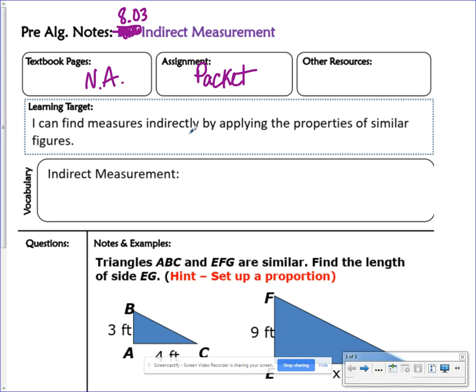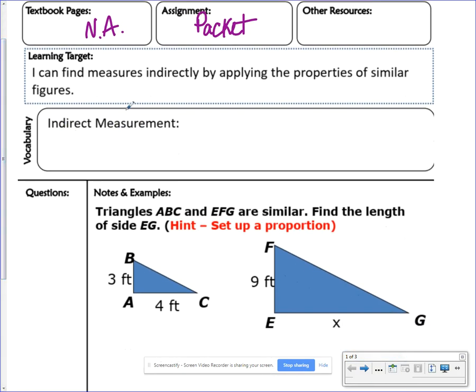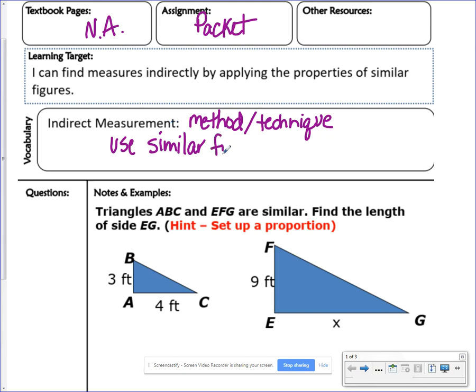Okay, so not directly. We're not physically going out to measure trees and things like that today. We're just going to use similar figures and proportions in order to do that. So when it comes to vocabulary, what does indirect measurement mean? Well, it's a method that we're going to use today, or some might define it this way as a technique, and you use similar figures. A lot of times it's triangles, sometimes it's rectangles or other shapes. Use similar figures and proportions to measure. Very important to remember your labels today, okay?